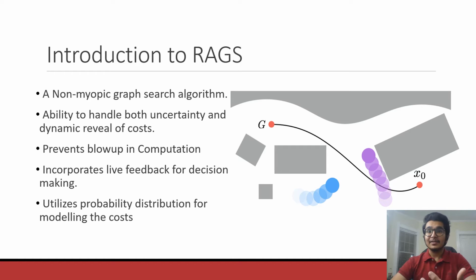Also, most algorithms that try to solve this issue usually have a huge blow up in the computation time, but RAGS takes care of this by deciding when to be conservative and when to be aggressive. So it has a live feedback for the decision maker. It can also determine the edge cost using a probability distribution. Here we use a normal distribution. There can be other forms of distribution that we can look into. So now let's understand the mathematics on how to solve this problem.